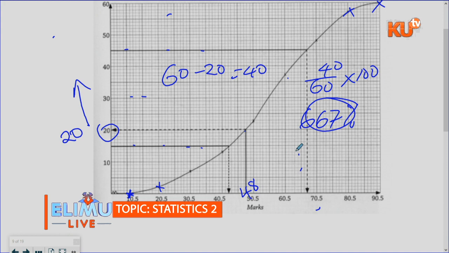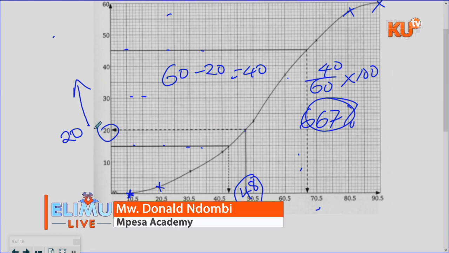So easy. So remember, here we are looking for the number of students. So we reverse. We start with 48, move, then check 20. We were asked what percentage of students passed. Therefore, you check how many are above 20. So that should be 60, the total, minus 20, 40 over 60 times 100. Very easy.